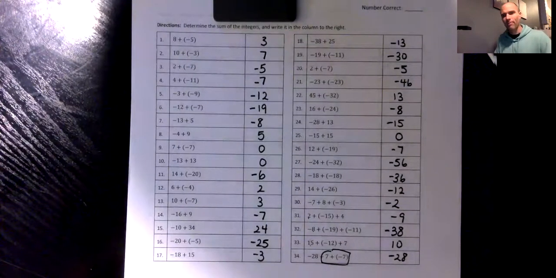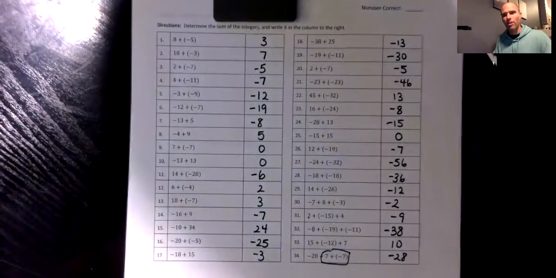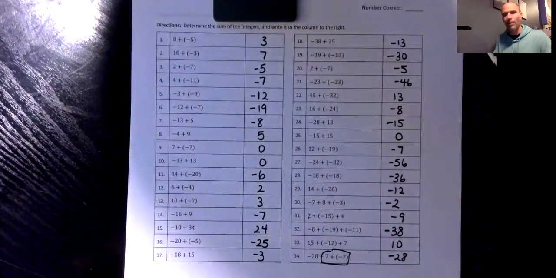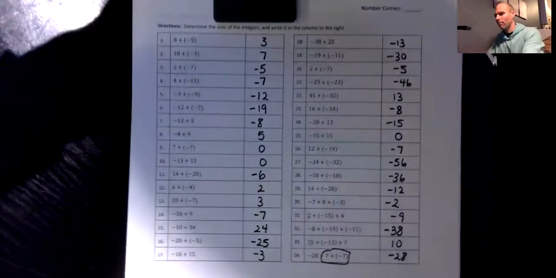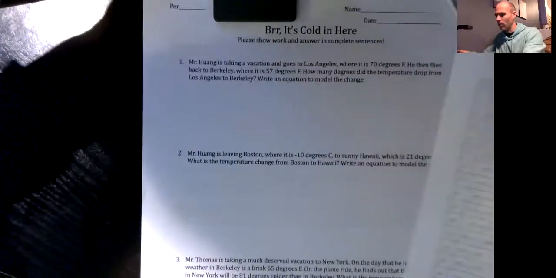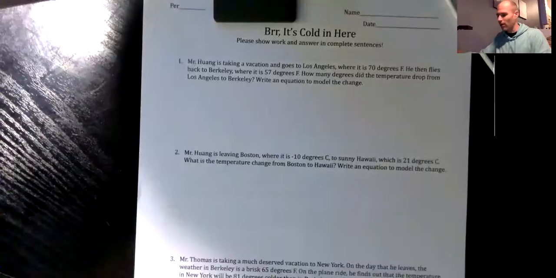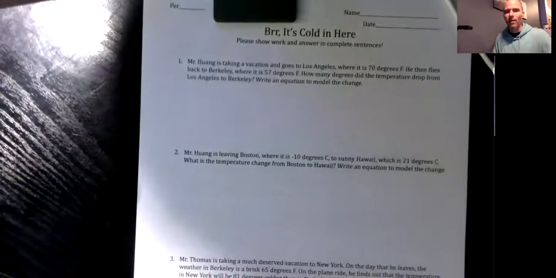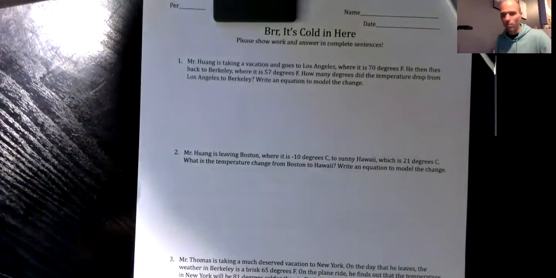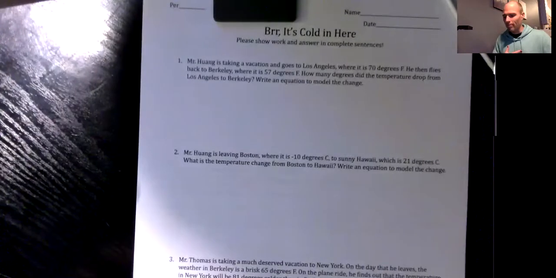Okay. I'd like for you to put your name on these and get ready to pass them forward. But when you pass them forward, someone will pass out, or the substitute will pass out, this next activity. It's titled Brr, It's Cold in Here. And it's just got 5 questions that are relatively easy, in my opinion.